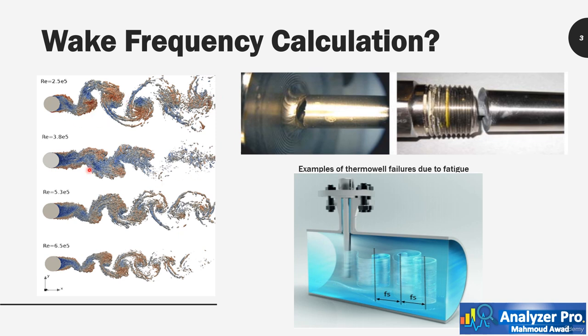A wake frequency calculation is used to determine or prove the required dimensions and suitability of a sample probe based on the process conditions. The wake has a specific frequency, which is a function of the diameter of the sample probe and the fluid velocity. If the wake frequency coincides with the natural frequency, the probe will vibrate, and it leads to its destruction.